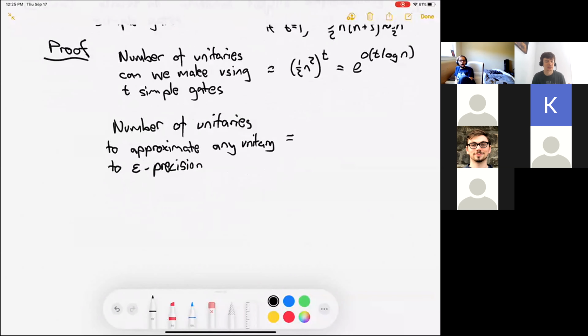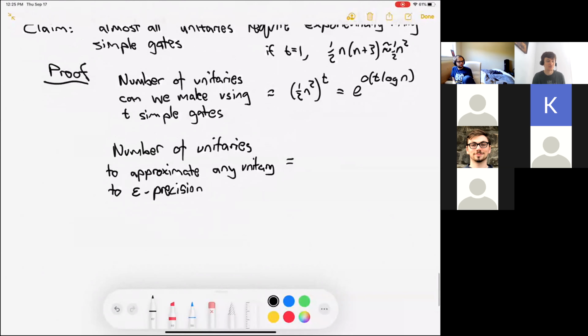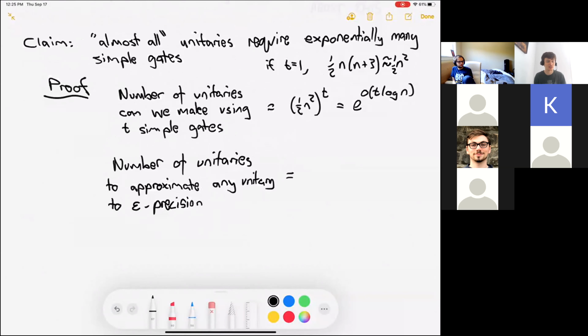Well, the first question we need to answer is, what's the dimension of the space of unitaries, right? So what's the dimension of the space of complex matrices acting on n qubits? Well, the matrices are 2 to the n times 2 to the n, because the Hilbert space of n qubits has dimension 2 to the n. So that would be 2 to the 2n. But that's the complex dimension. So the real dimension is twice that.